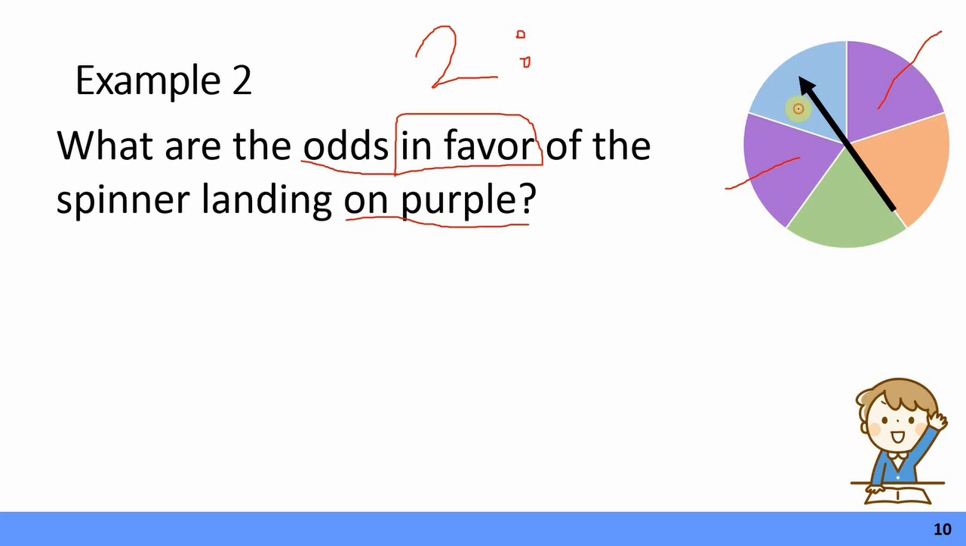So how many are not purple? We have 1, 2, 3. So that means that my answer should be 2 to 3.